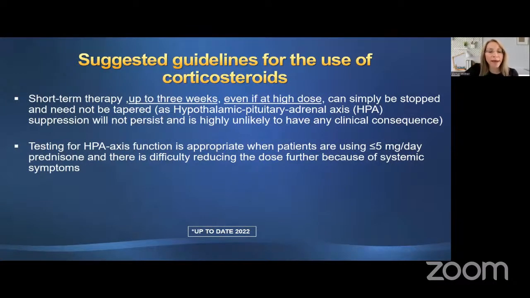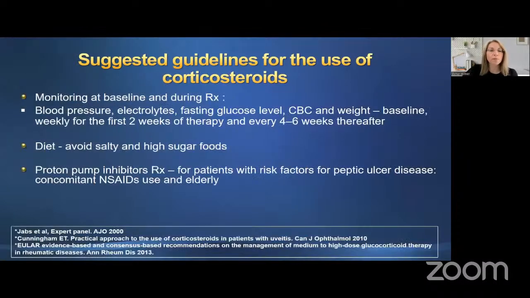Testing for the HPA axis function is appropriate when patients are using equal or less than 5 milligrams per day prednisone, and if there is difficulty reducing this dose further because of systemic symptoms. Important is to monitor blood pressure, electrolytes, fasting glucose level, complete blood count and weight at the baseline and weekly for the first 2 weeks of treatment and every 4 to 6 weeks thereafter.